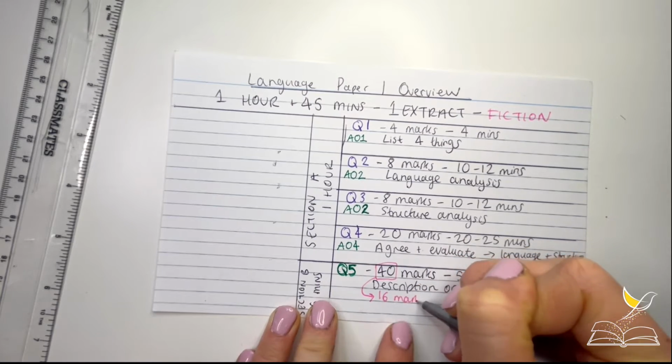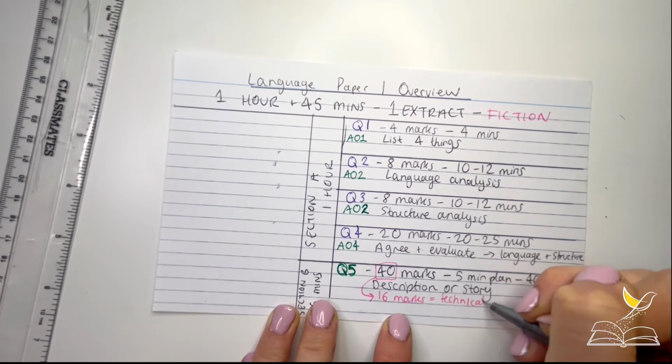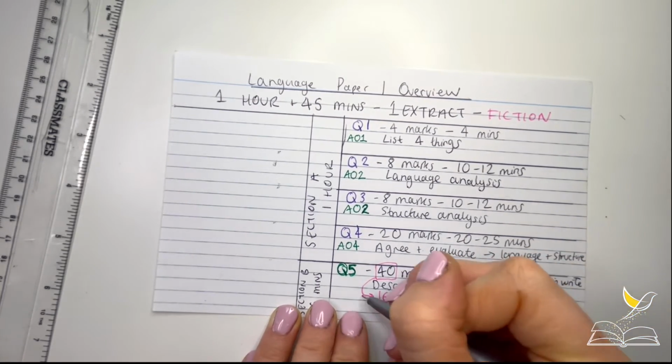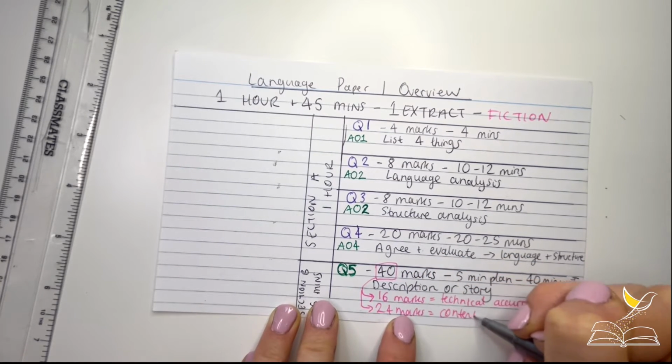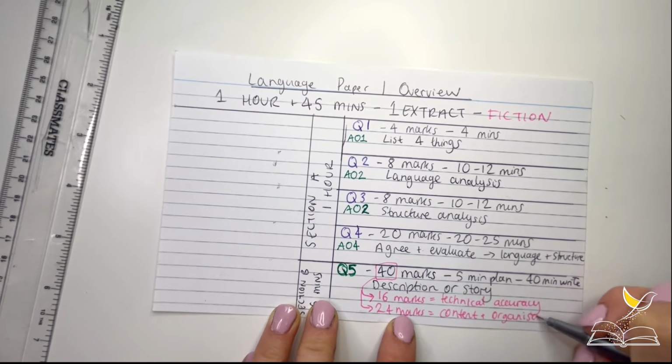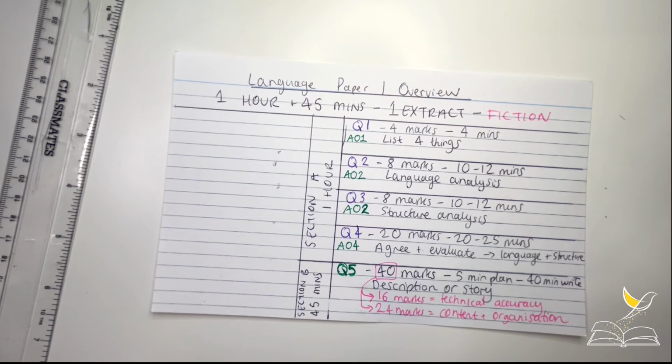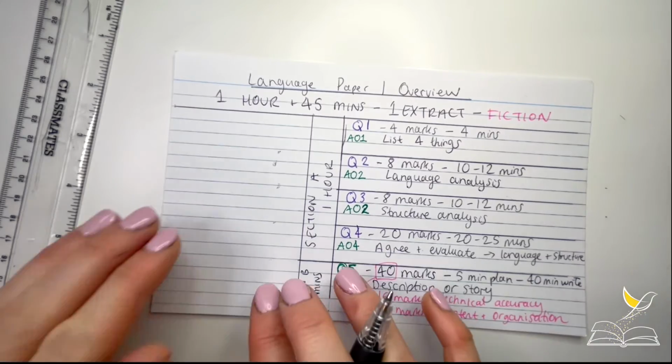Now for question 5, the writing task, it'll be a description or a story. You'll have a choice of 2 tasks to answer. But of those 40 marks, 16 of those are for technical accuracy, that's like spelling, grammar, punctuation, and 24 of those are for content and organisation. So that's more what you're writing and how you're organising it.